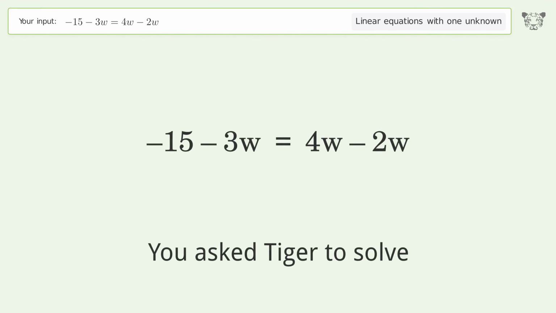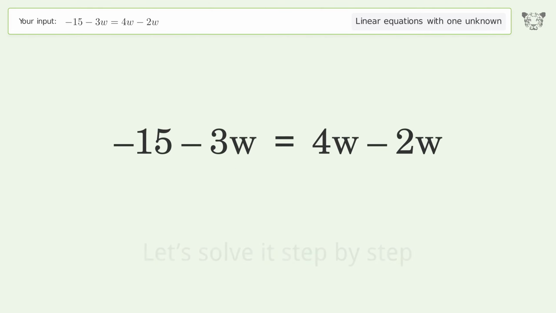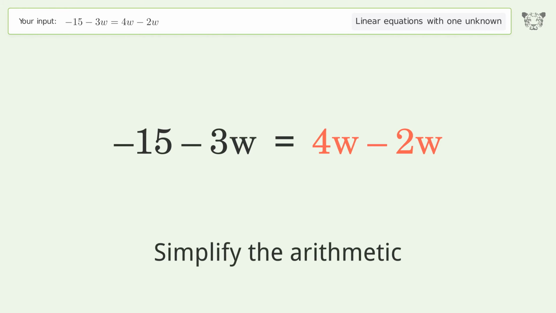You ask Tiger to solve. This deals with linear equations with one unknown. The final result is w equals -3. Let's solve it step by step. Simplify the expression. Simplify the arithmetic.